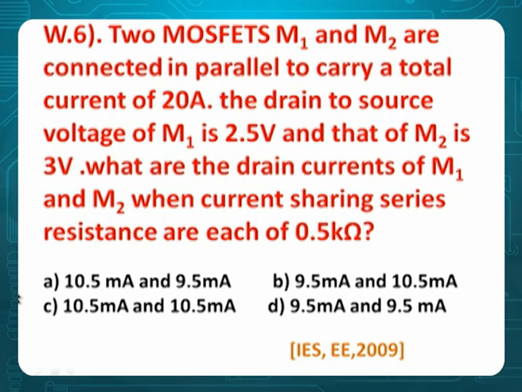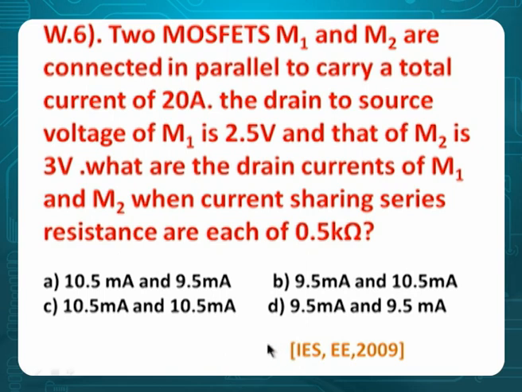Problem number 6. Two MOSFETs M1 and M2 are connected in parallel to carry a total current of 20 amperes. The drain to source voltage of M1 is 2.5 and that of the second one, M2, is 3 volts. What are the drain currents of M1 and M2 when the current sharing series resistances are 0.5 kilo ohms? Options: 10.5 milli, 9.5 milli, and so on.